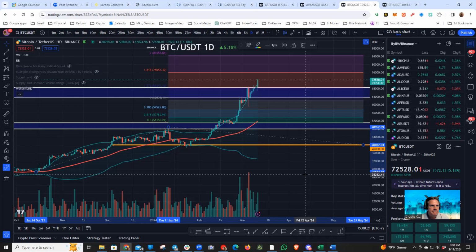But that's what's going on with Bitcoin. Any questions about Bitcoin or the trend-based Fibonacci, or is this just too weird? You don't want to deal with it?